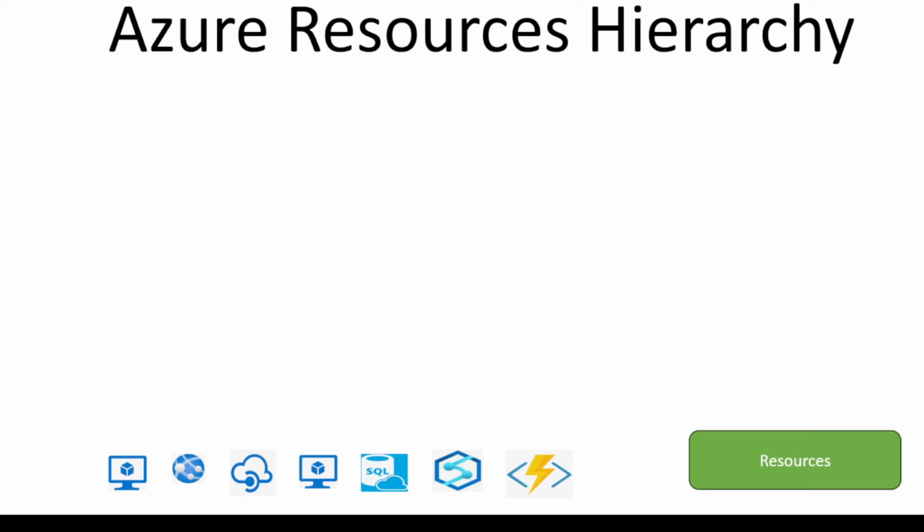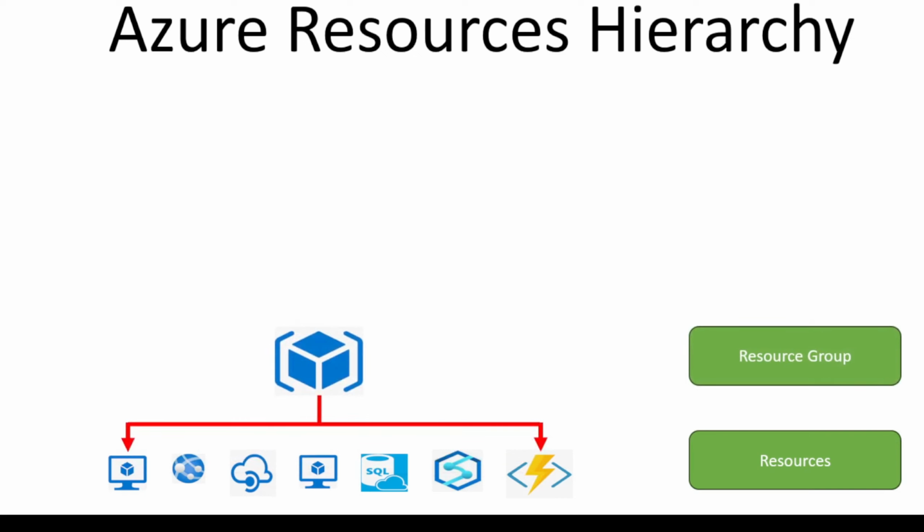Your resources can be virtual machines, Azure App Services, API management, Azure Functions, etc. And you can group all these resources into a resource group. So you can have multiple resource groups based on the technology or based on the product. It's up to you how you want to group them based on the need.